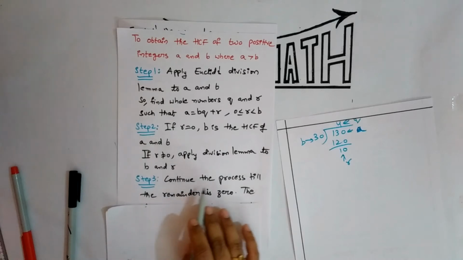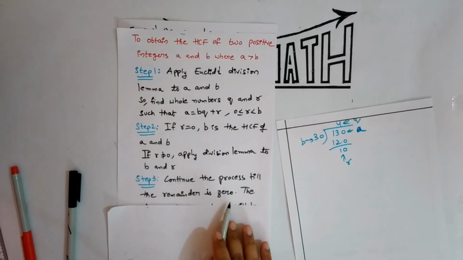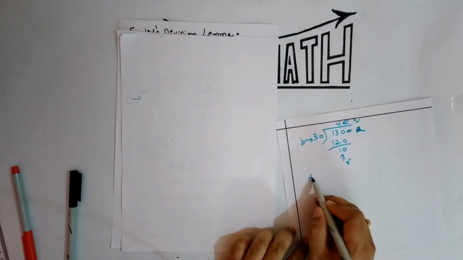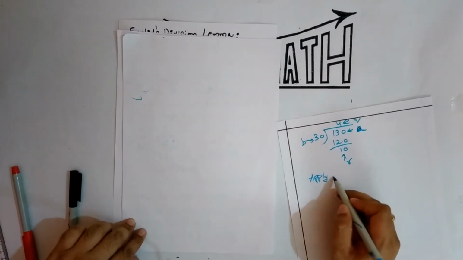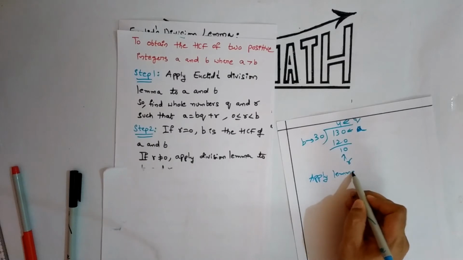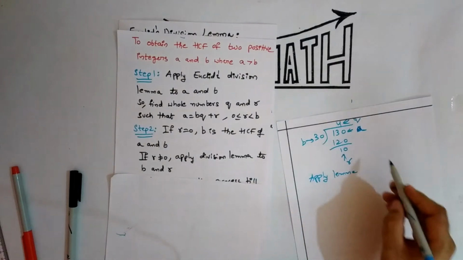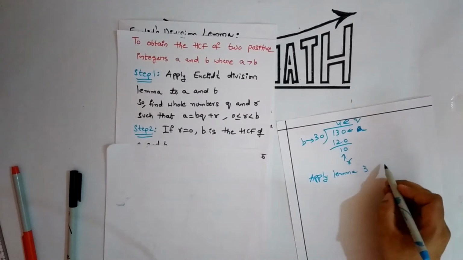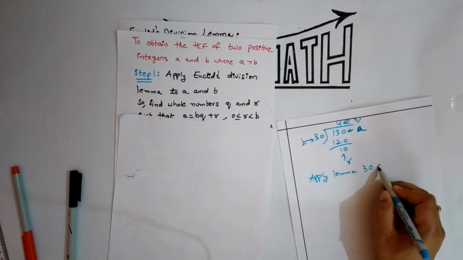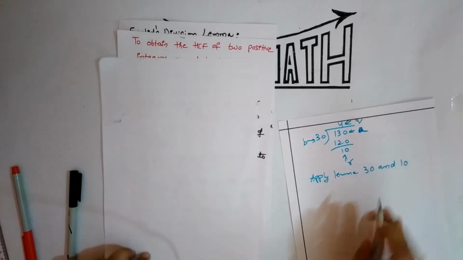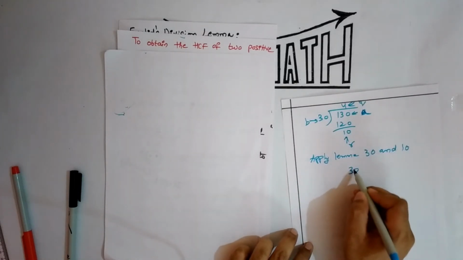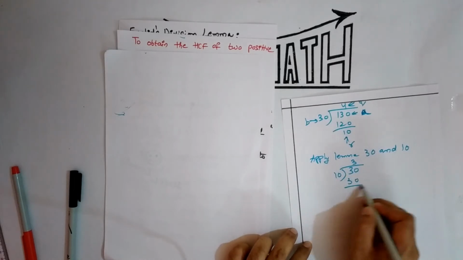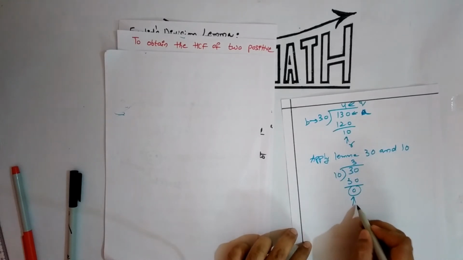Next, step 3, continue the process till remainder is 0. So is remainder 0? Remainder is not 0. If remainder is not 0, what we have to do? Apply lemma to B and R. What is B? 30 and R is 10. 10, 3s are 30, 0. R is 0.